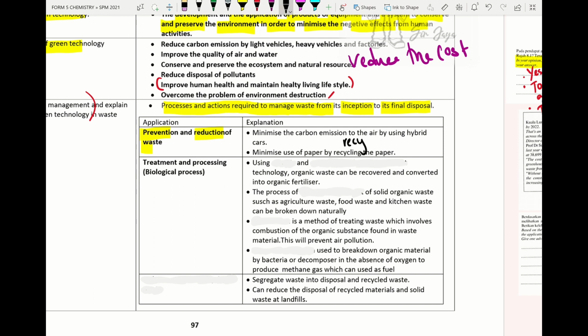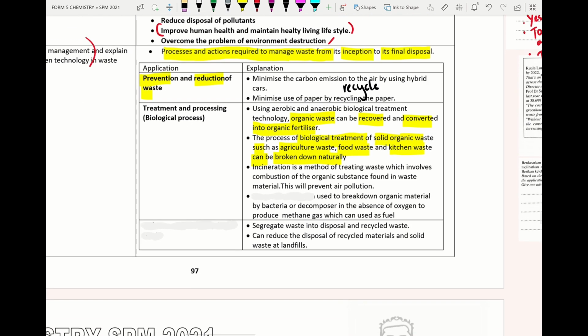So recycle is one of the methods that we practice in green technology. All right, treatment and processing. We can use aerobic or anaerobic biological treatment technology to process the organic waste, which can be recovered and converted into organic fertilizer. The process of biological treatment of solid organic waste such as agriculture waste, food waste, and kitchen waste can be broken down naturally.